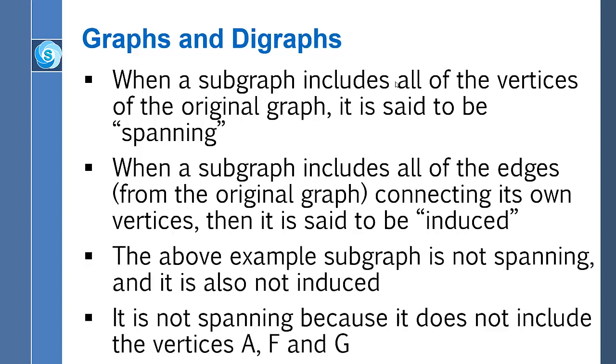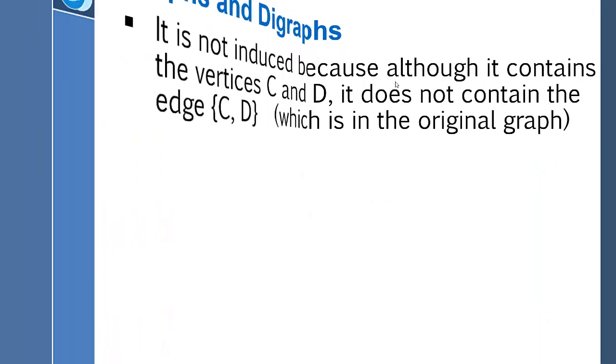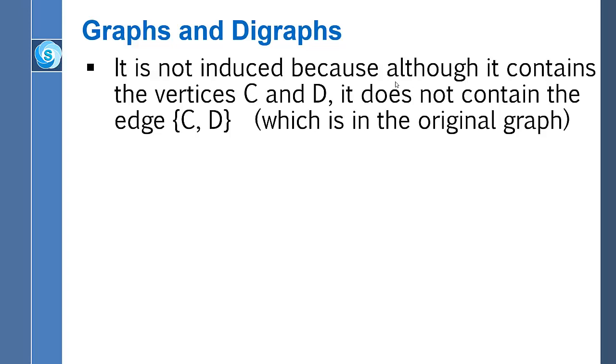So that example was not spanning because it did not include the vertices A, F, and G. And that example was not induced because even though it did include the vertices C and D, it did not include the edge that connects C and D. I think if we toss that edge in, it would become an induced subgraph. You have to go back and actually check to see if there are any other cases of edges that were omitted.